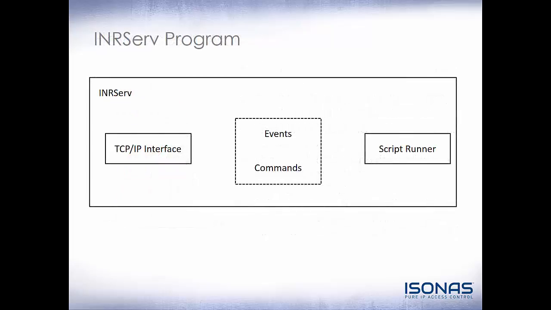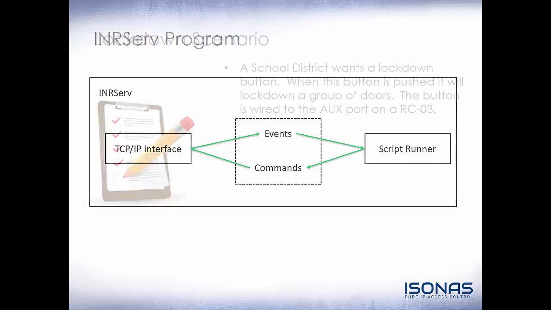This is an overview of the INRServe application. The TCPIP interface is sending all the events, in this case to our script runner. If we were running the Milestone integration, then the TCPIP interface would be sending all the events to the Milestone server. Once the script runner makes a match, it then sends those commands to the TCPIP interface, which sends the commands out to the reader controllers or IP bridges via their respective CSUP.